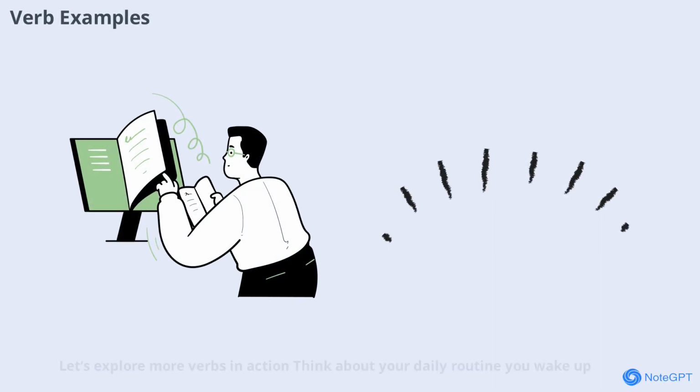Let's explore more verbs in action. Think about your daily routine. You wake up, eat breakfast, study, and relax. Each of these actions uses a verb. Verbs can also describe states like is or are. For example, "She is happy." Whether you're talking about what you do or how you feel, verbs are always at the heart of your sentences.